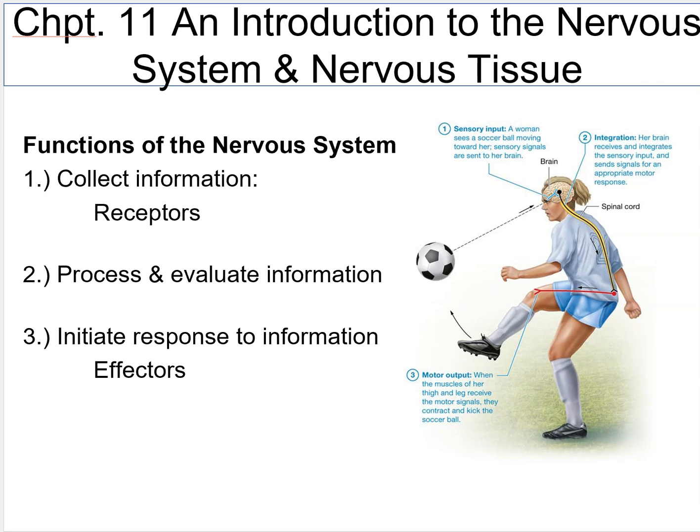Hi, in this lecture, we're going to start our study of the nervous system with Chapter 11, Nervous Tissue. In our first lecture, we're just going to look at some general information on how the nervous system is organized. So first of all, why do we have a nervous system?